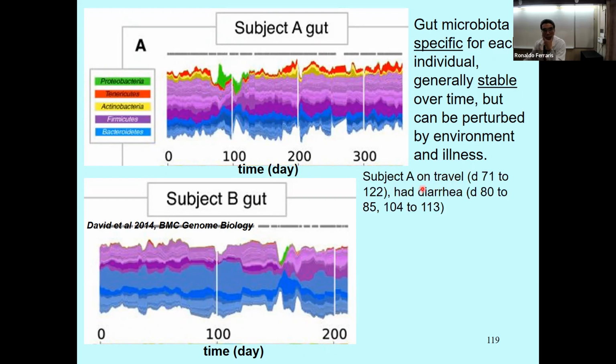Okay, subject A actually had a job and went to travel in Southeast Asia. And being a young person, decided to try street food there. And lo and behold, then you have infectious diarrhea shown here. And that's Proteobacteria shown there. This occurred twice, from day 71 to day 122.